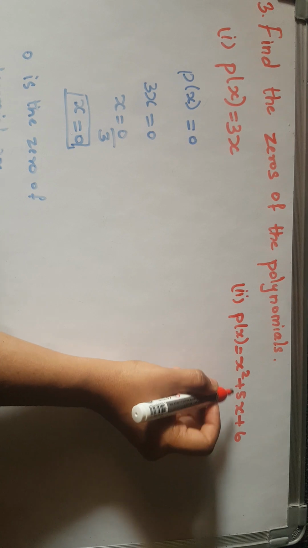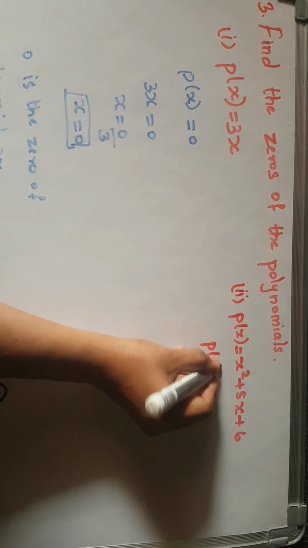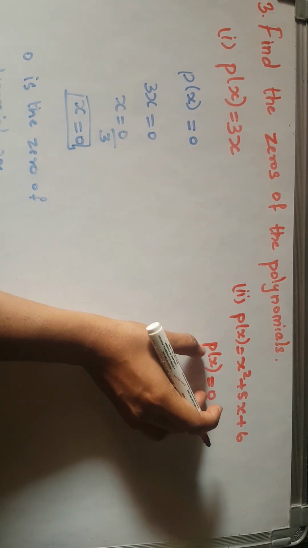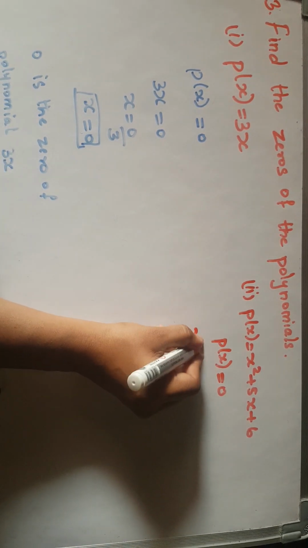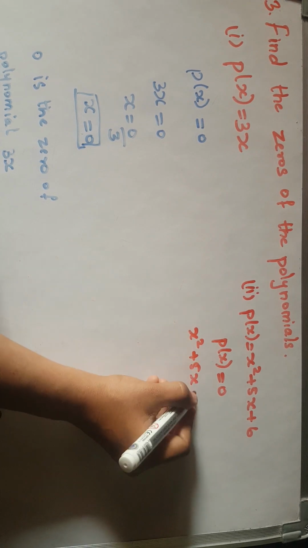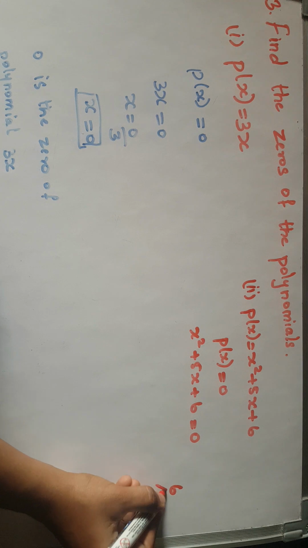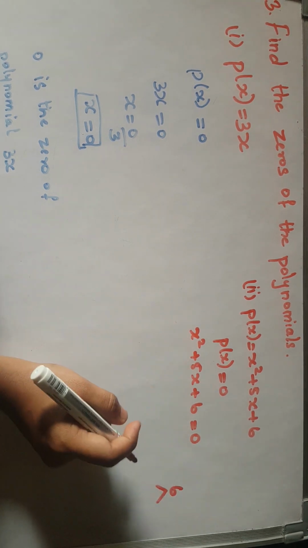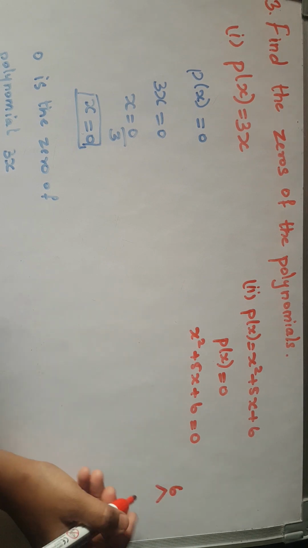P of x equals x square plus 5x plus 6. Then we have to put p of x equals 0. We have to equate this to 0 to find the zero of the polynomial. So x square plus 5x plus 6 equals 0. You have to take values such that when you add, you get 5, and when you multiply, you get 6.